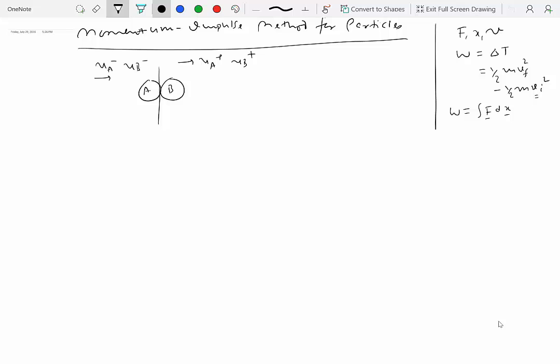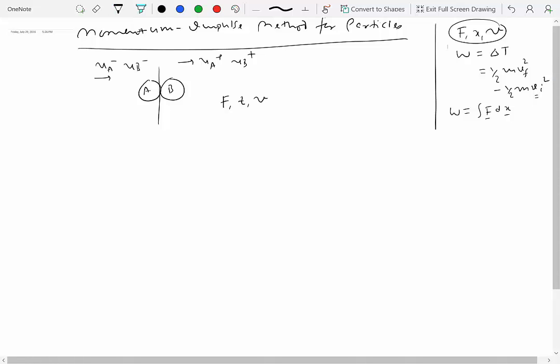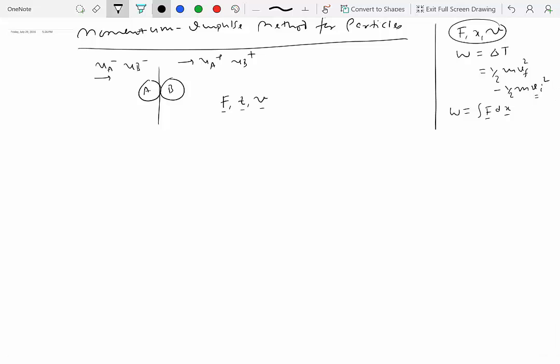So in this module, the three primary quantities of interest are forces, time, and velocity. Just as in the work energy approach we had forces, displacement, and velocity, for the momentum impulse method for particles, we will see that the three primary quantities of interest are forces, time, and velocity. There is no displacement over here, which means that in problems where there is no appreciable movement of particles, but there is a force applied on the particle, and there is a change in velocity, and there is a time interval involved, we will see that this particular method is more suitable to solve the problems.